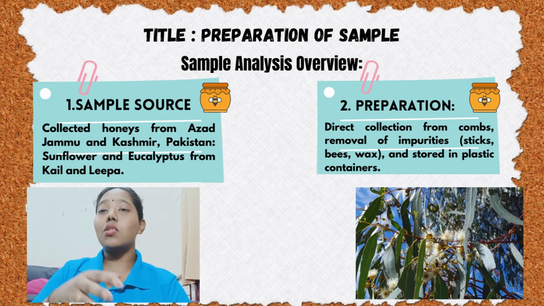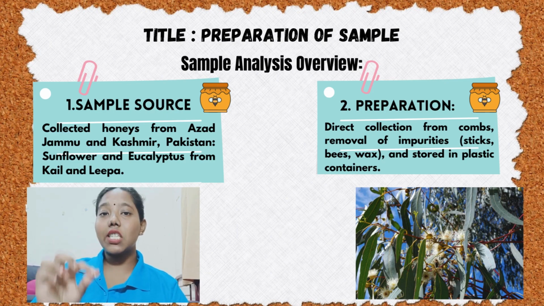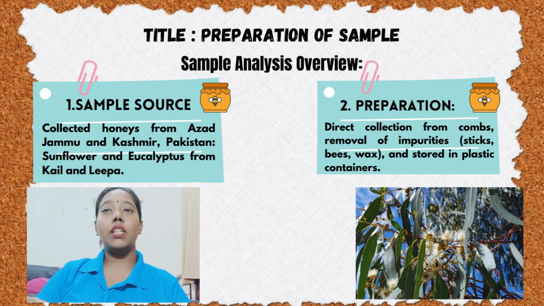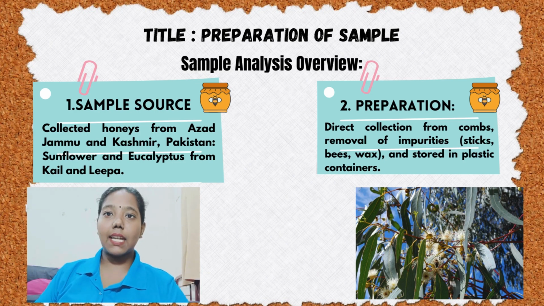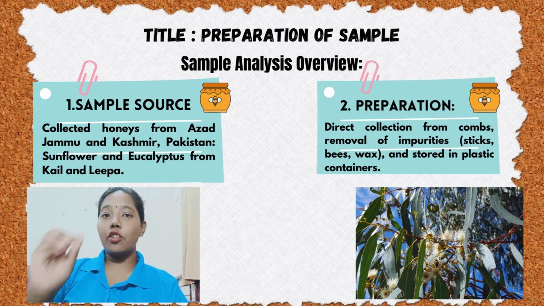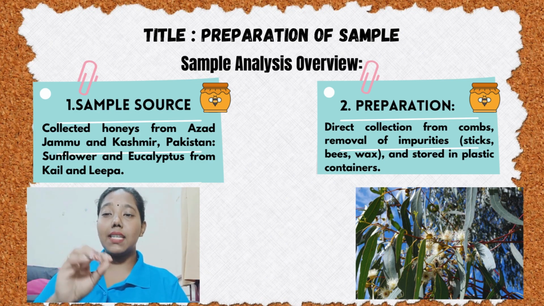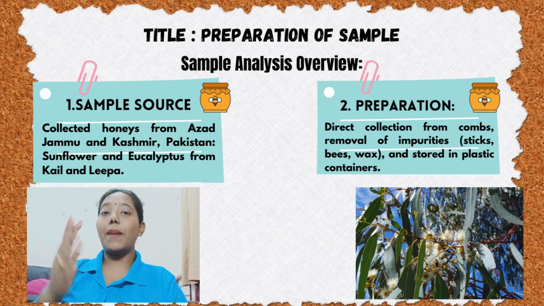For the collection and source locations, these honeys were collected from different localities in Azad Jammu and Kashmir, Pakistan. Sunflower and eucalyptus honey were sourced from Kail in the Neelam Valley and Lipa in the Jhelum Valley of Muzaffarabad. For the sample preparation, they ensured meticulous preparation by collecting honey directly from the combs. To maintain purity, they removed unnecessary materials such as sticks, dead bees, wax, and comb particles by straining through cheesecloth.